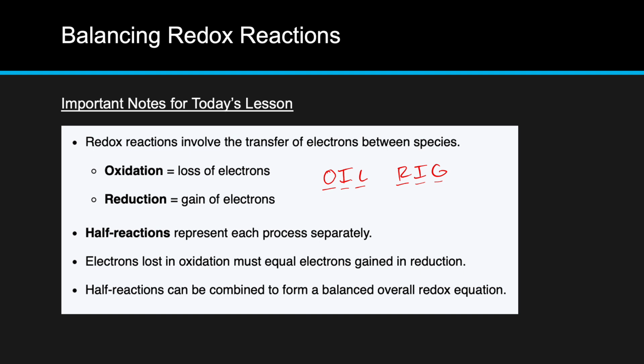Each half reaction is going to show one species losing electrons and the other gaining them. And when we balance redox reactions, we have to make sure that the number of electrons lost in oxidation equals the number of electrons gained in reduction. And once both half reactions are balanced, we combine them to create the final balanced redox equation where the electrons cancel out.